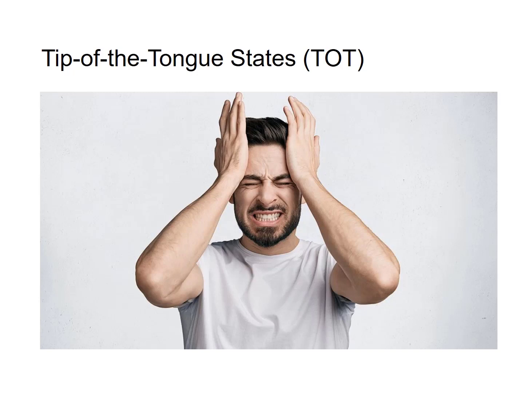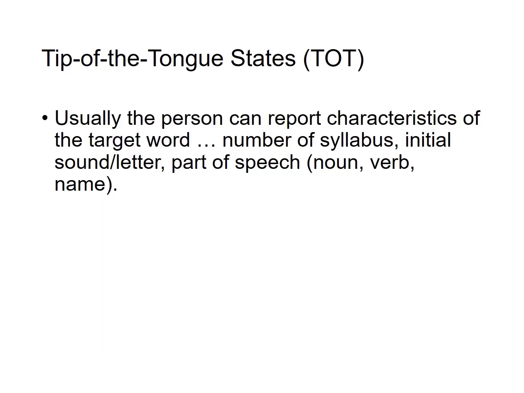For example, tip of the tongue states, when that word is just there on the tip of your tongue, but you can't produce it. Studies have found that although people cannot produce the word, they can make judgments about the word that are accurate. They can tell you, what does the word begin with? How many syllables does it have? What part of speech is it?